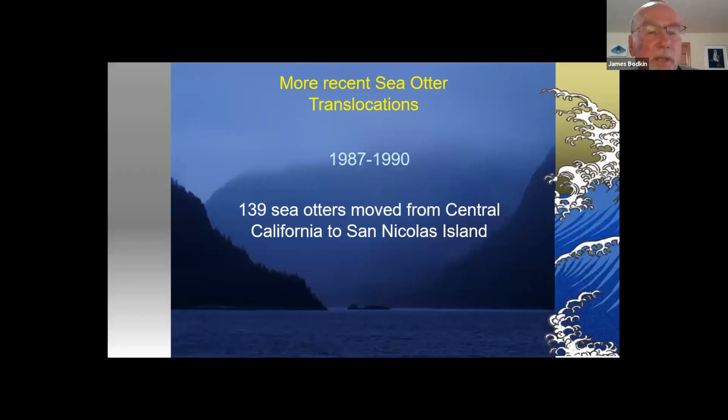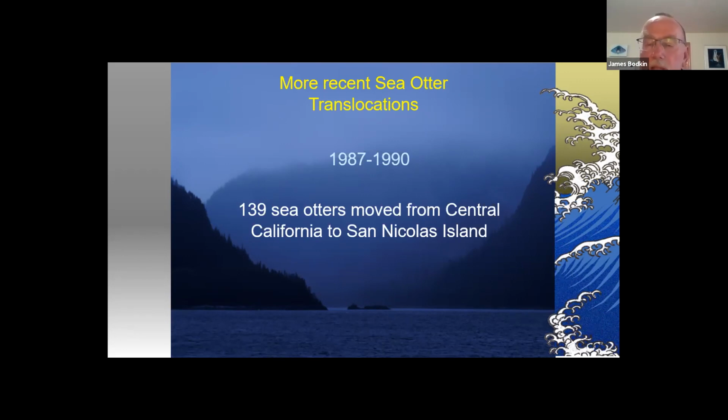So there's more recent translocations to consider. And I call these the modern translocations because I guess these are the ones that I could participate in. But from 1987 to 1990, 139 sea otters were moved from the central California coast to San Nicolas Island in Southern California, one of the California islands. Now, by this time, the husbandry practices had been greatly improved, and all animals handled were under stringent protocols and permits, and their survival was almost 100%.